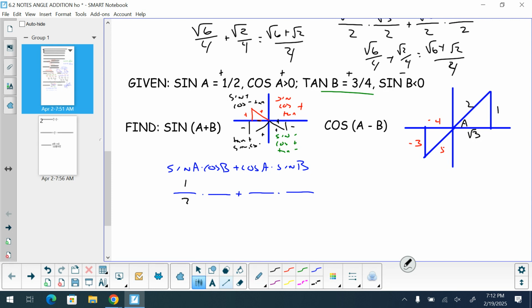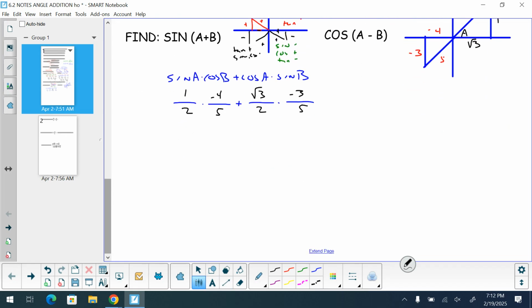Sine of A, we have 1 over 2. Cosine B, negative 4 over 5. Cosine of A, square root of 3 over 2. Sine of B, negative 3 over 5. I suggest you don't cancel anything out, just rewrite it. Negative 4 over 10 plus negative 3 square root of 3 over 10. Because we're going to want to get a common denominator there. If I do some canceling before this, I eliminate my common denominator. So we have negative 4 minus 3 square root of 3 over 10.